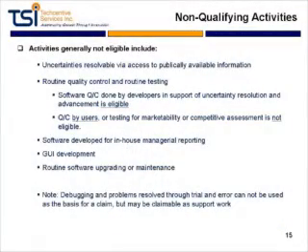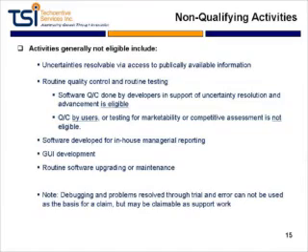So we've talked about what's eligible. We'll spend a few moments now on talking about what's not eligible. Well, uncertainties that are resolvable via access to publicly available information. So as I said, if you have a solution that is available that you can Google search and find out how to solve, it's not going to be eligible.